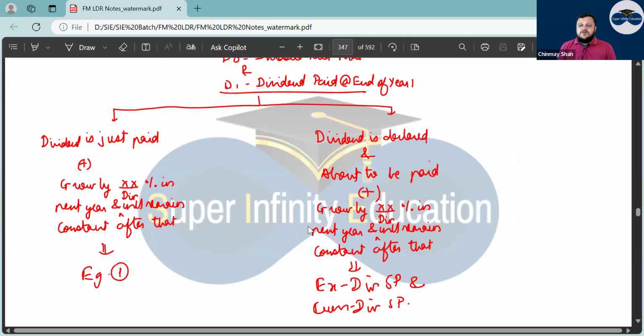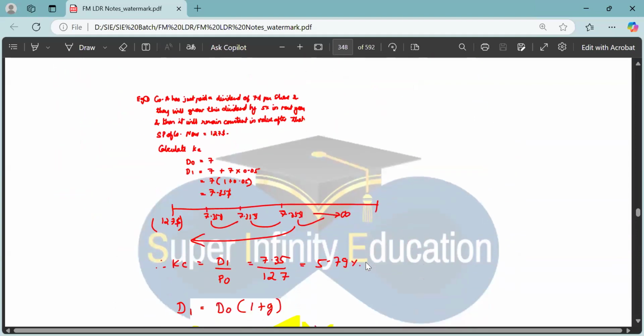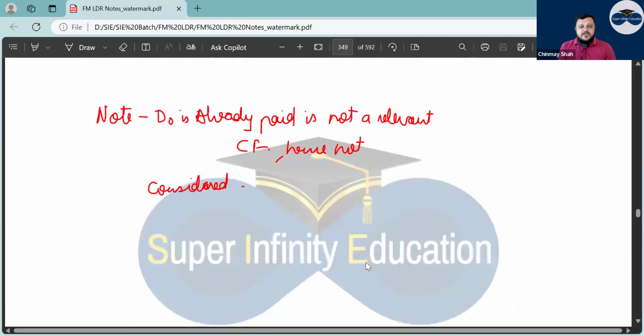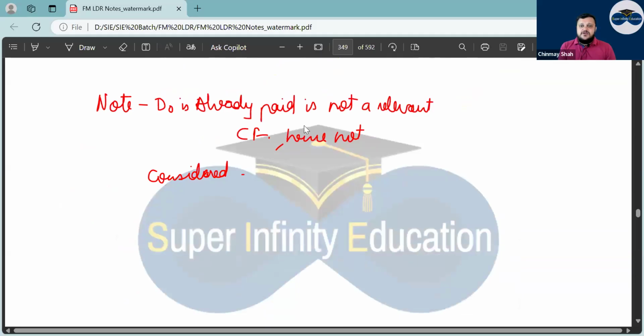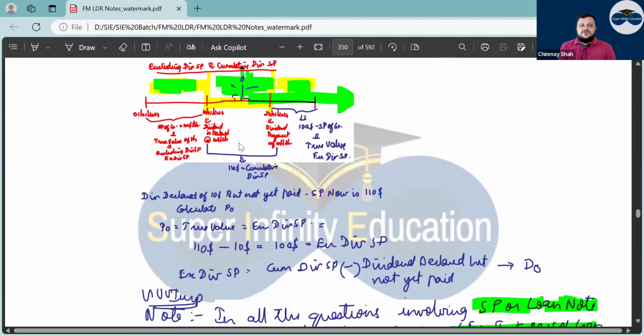But there comes the question where you have to take the P0. Always take P0 as ex dividend share price. Because for that small amount of time, what happens? The dividend component is added in the share. So D0 is already paid, is not a relevant cash flow, hence not considered. Also, your share price is excluding dividend, right? Told you, after declaring dividend and before payment of dividend, share price will become cum dividend share price, correct?